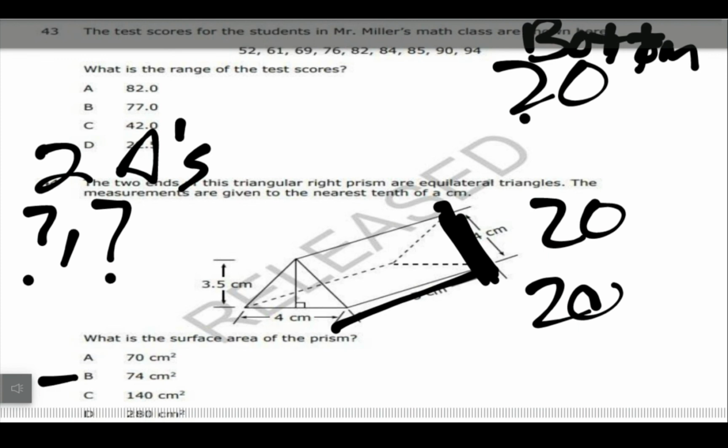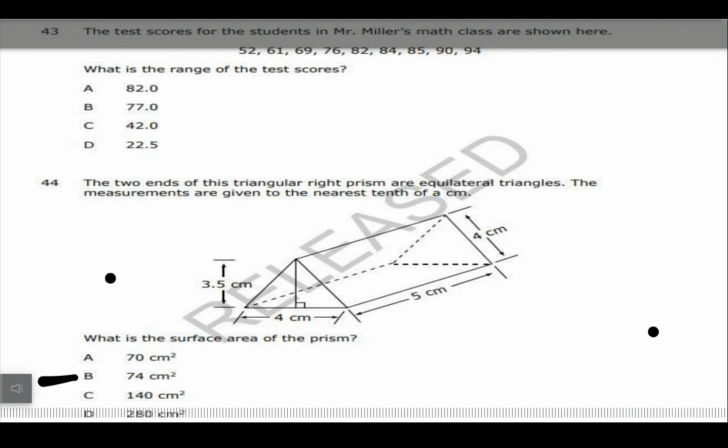Okay, so I want to add all those up. All right, so remember for surface area, you're just finding the area of each individual shape. There are 4 shapes on that. There's 2 triangles and 3 rectangles.